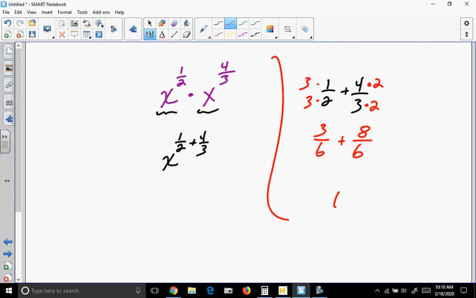When we add fractions, we keep the denominator and add the numerators. So 1/2 plus 4/3 is 11/6. And we don't want to change that to a mixed number. We want to leave it as a fraction. This is the exponent, or the power. This is the root. So that's the 6th root of x to the 11th power.